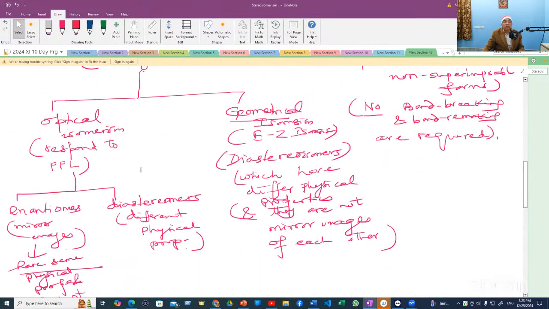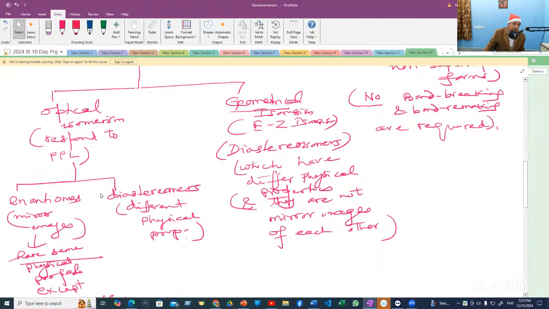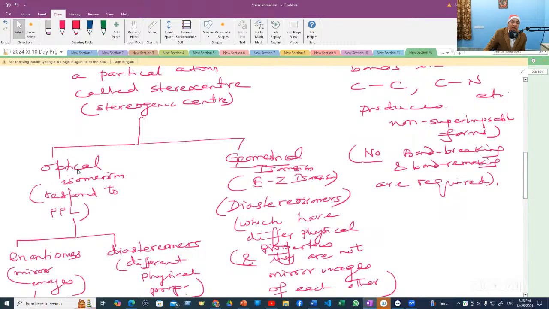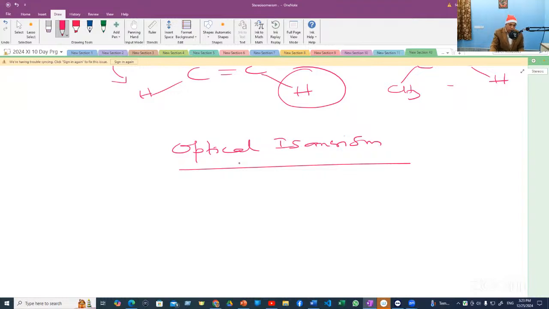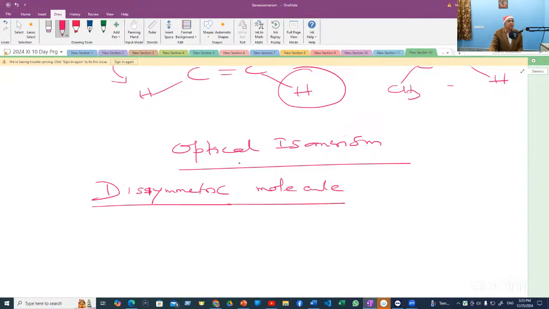Now coming to enantiotropism and optical isomerism, in general optical isomerism. I will be introducing optical isomerism now. These are dissymmetric molecules. And obviously they are three-dimensional, non-planar.